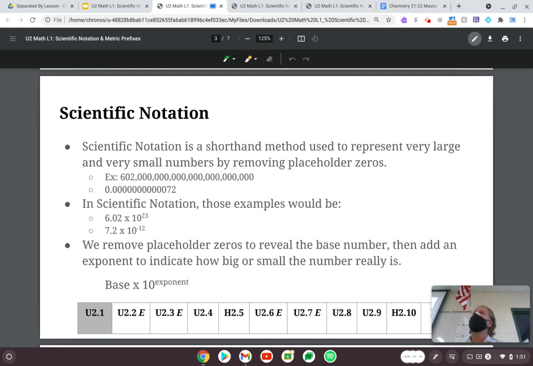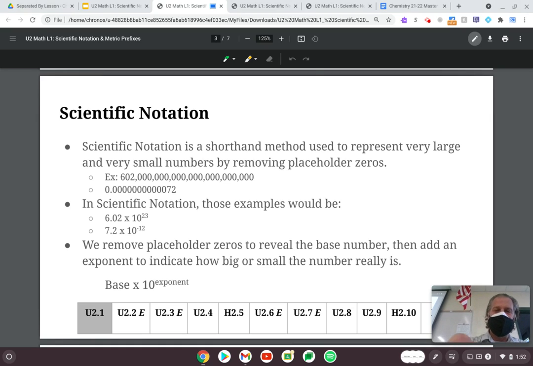So basically what we end up doing is we drop some things that we call placeholders and write it into scientific notation. The example of 602 with 21 zeros after it becomes 6.02 times 10 to the 23rd, and 0.0000000000072 becomes 7.2 times 10 to the minus 12. Basically, with scientific notation, we remove those placeholder zeros so that we can identify more correctly what the value actually is without writing a lot of zeros and wasting a lot of time.